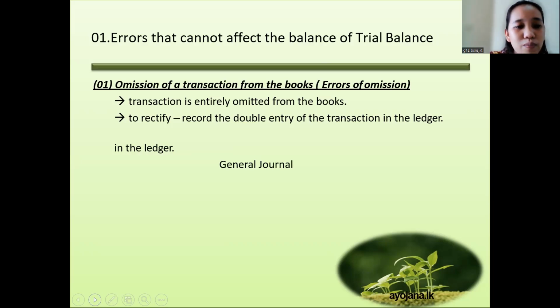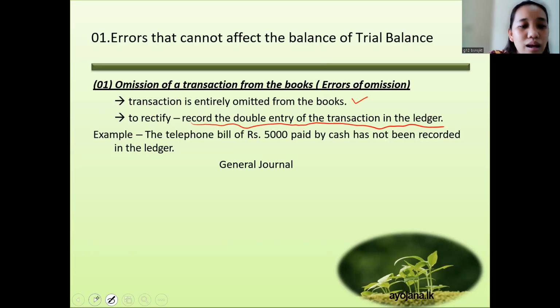Omission of a transaction from the books, or sometimes we call it error of omission. This means the transaction is entirely omitted from the books. We just forgot to record the transaction. To rectify, record the double entry of the transaction in the ledger. So for example, telephone expenses of $5,000 paid by cash have not been recorded. We didn't put anything, debit or credit. So how to fix that one?